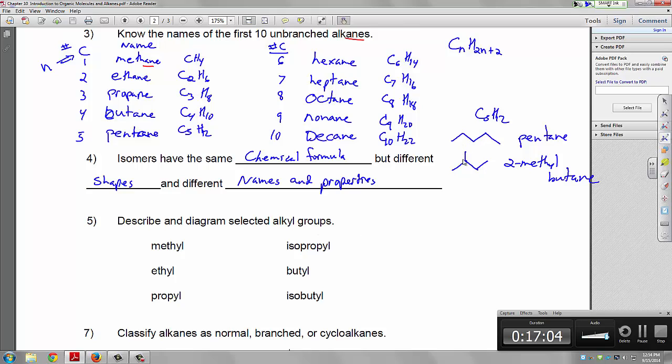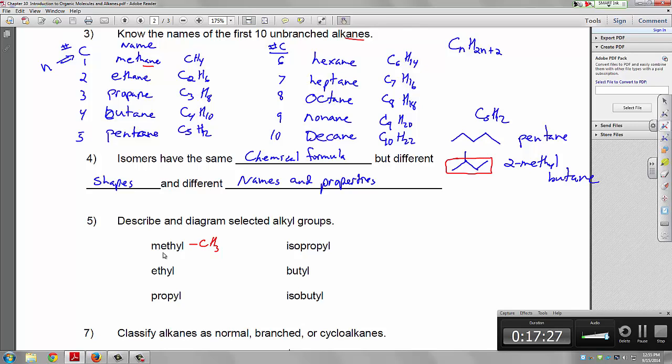This part sticking off the end here is a branch. So let me go ahead and draw the main chain. Why is this a butane? Well, the longest continuous chain is only 4 carbons: 1, 2, 3, 4. The thing sticking outside of the red box is a branch. If it's a 1-carbon branch, it's a methyl group.